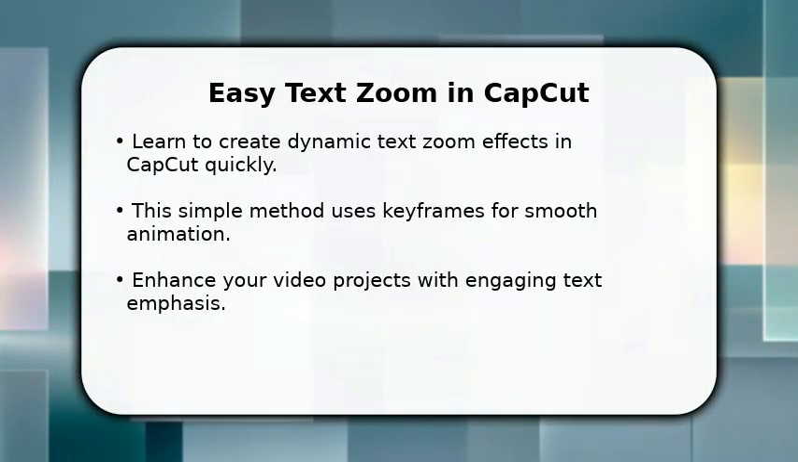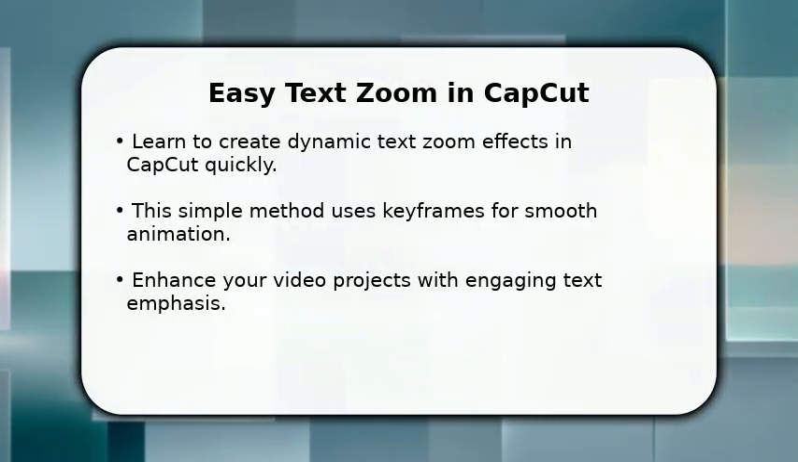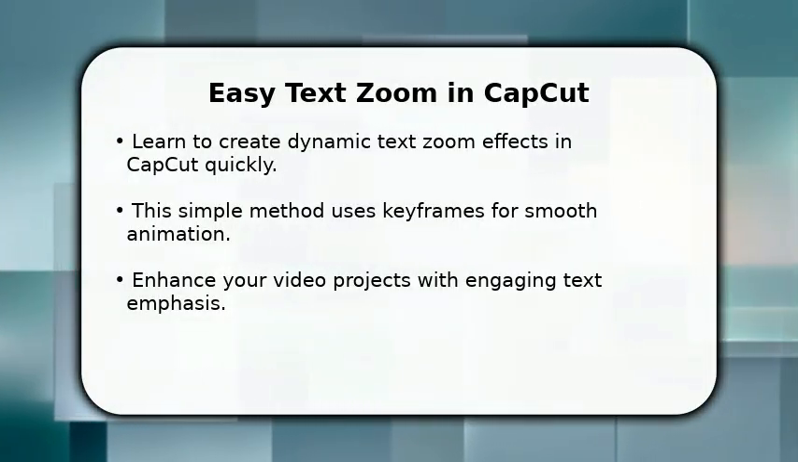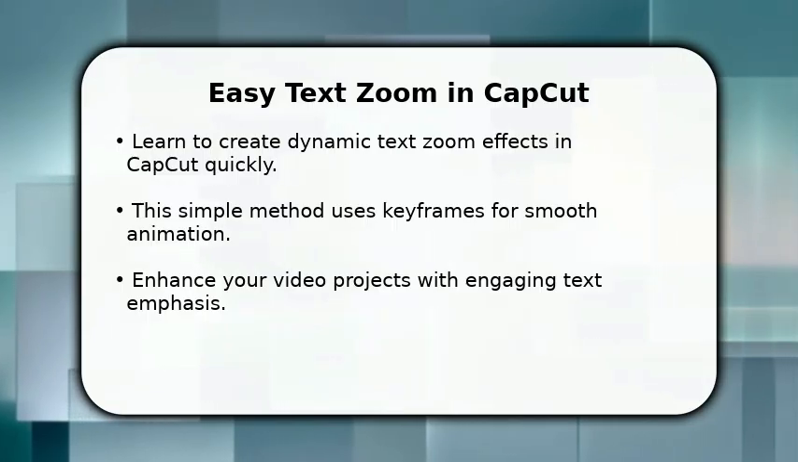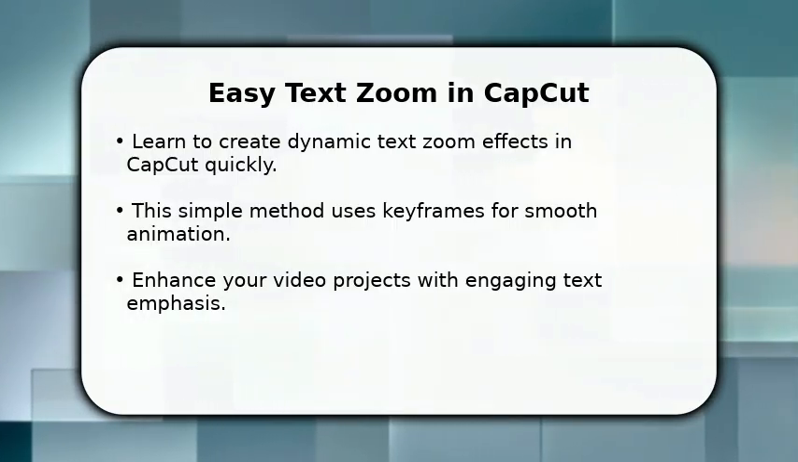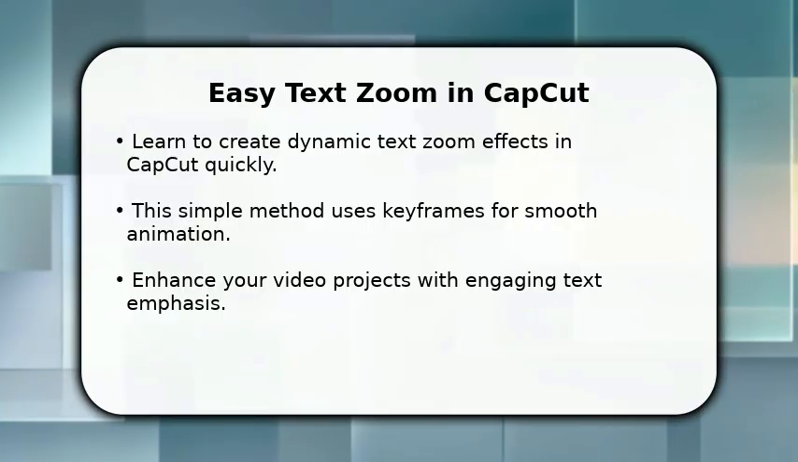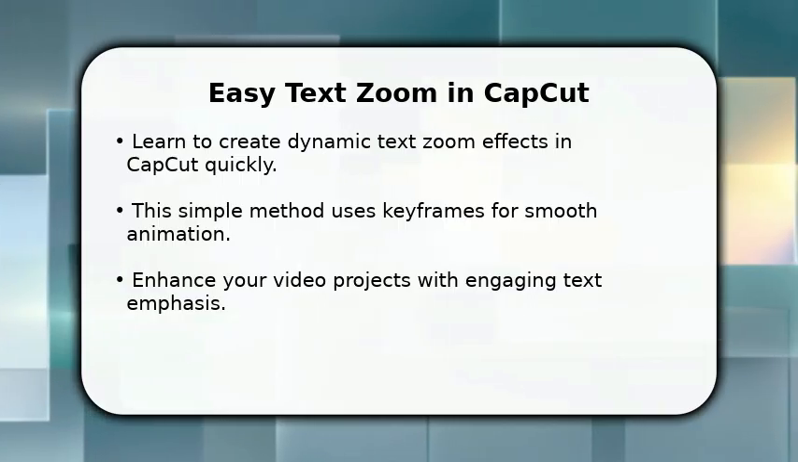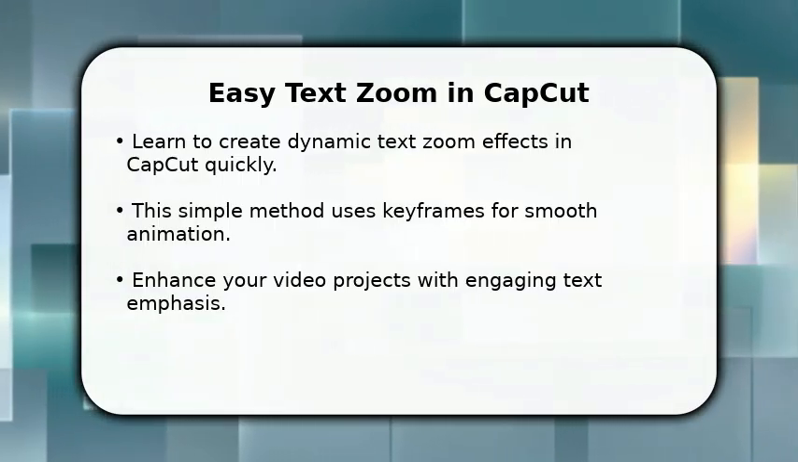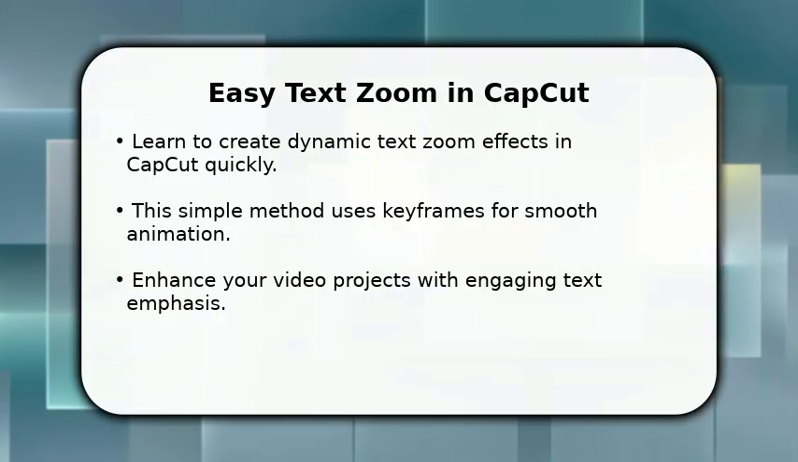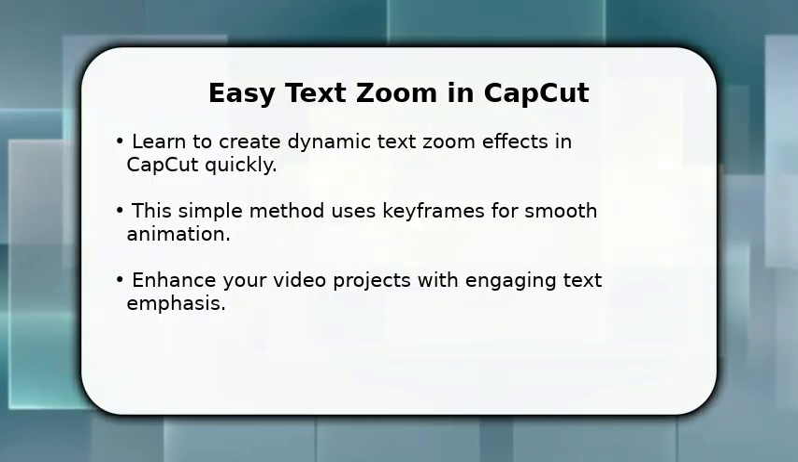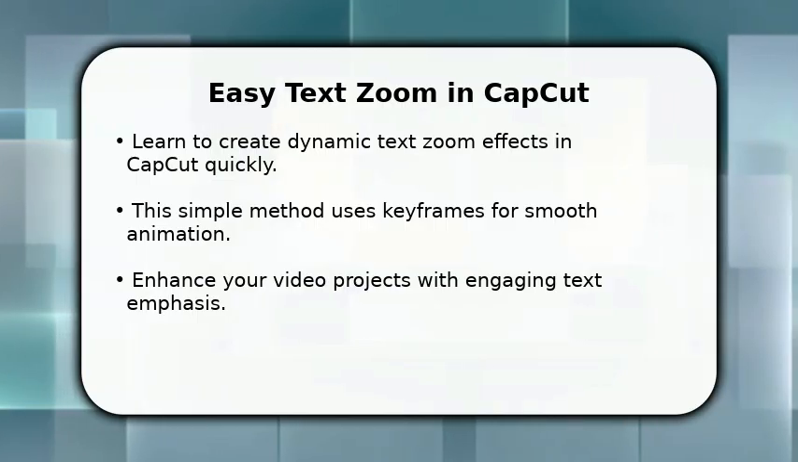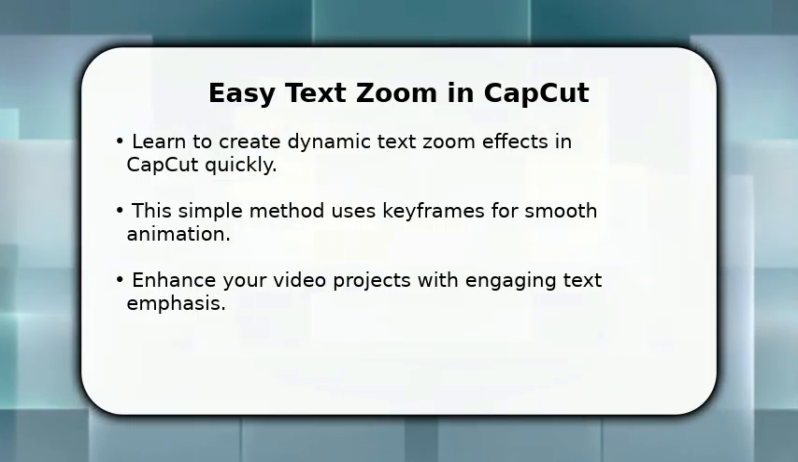In this video, I will explain how to zoom text in Capcut. First, open your Capcut project and add your desired text to the timeline. You will then select the text layer to access its properties. This easy method will help you create dynamic text effects, making your videos more engaging and professional. We will focus on using keyframes to achieve a smooth and impactful zoom, enhancing your overall video presentation.